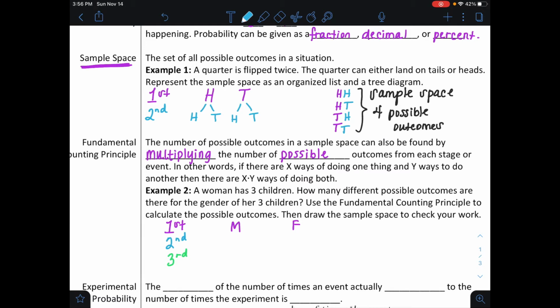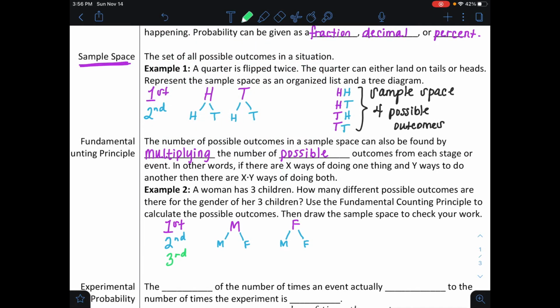The second kiddo could come out as male or female. So if your first kid is male, your second kid could be male. If your first kid is male, your second kid could be female. Same thing over here. Your first kid could be female, then you can have a male. Your first kid could be female, then your second could also be female. All right, and then for the third option here, your first child could be male, your second child could be male, your third child could be male. Your first and second could be male, and your third could be a female. And then you could have male, female, male, or you could have male, female, female.